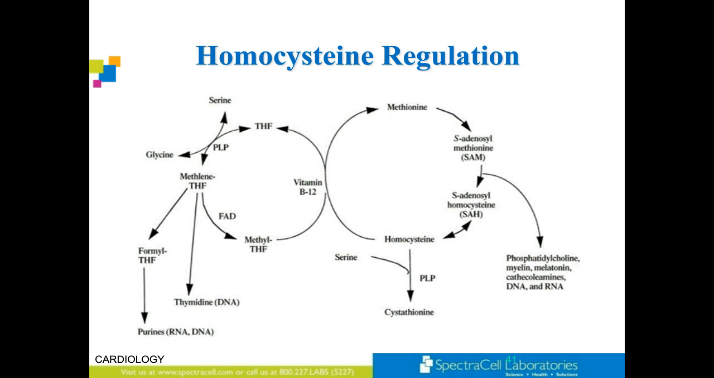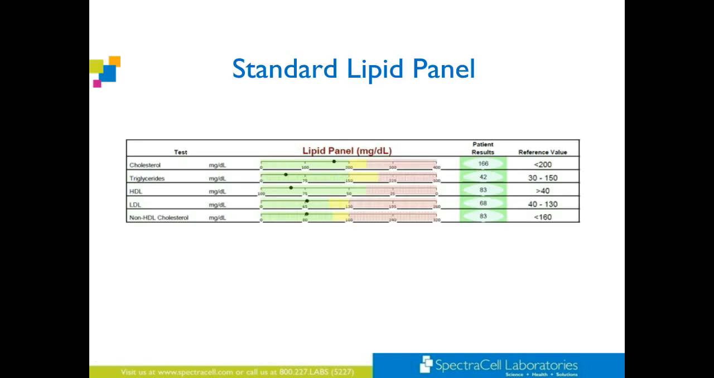So by looking at this, I'm going to take you through what a standard panel is, and you're all familiar with this, but the big difference between the standard lipid panel and what SpectraCell offers is the cardiometabolic panel. Looking at this, you can see there's only 5 markers per se that are being looked at. We're looking at the total cholesterol, of course, the triglycerides, the HDL, the LDL, and so-called non-HDL cholesterol.